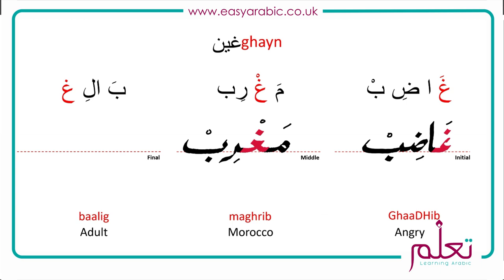Then we have Baligh, which is Ba, Alif, Lam, and then the line. It is Baligh.